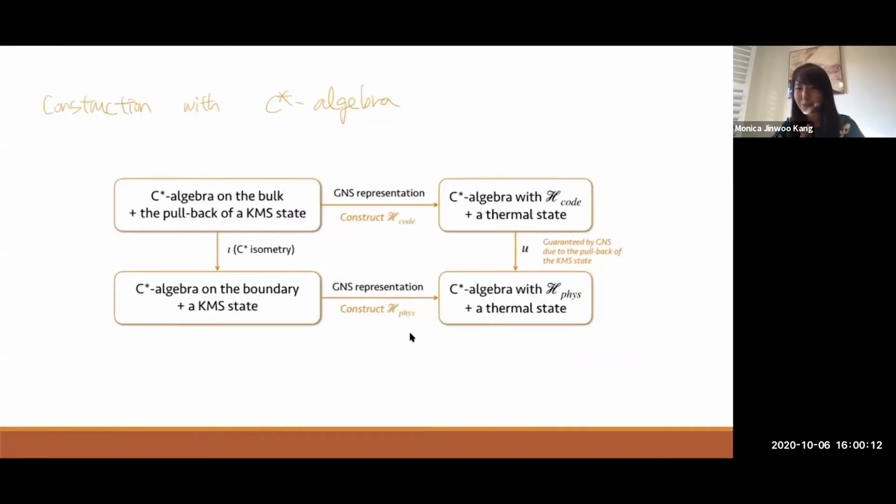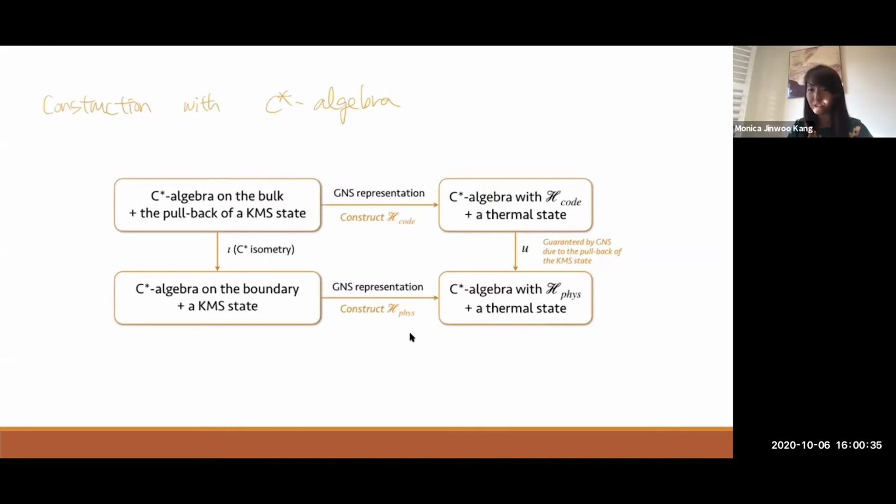So by that, I'm going to explicitly construct, so that we can get schematically how the bulk to boundary duality works out. So first, I assume the C-star algebra on the bulk and the boundary. That's the only thing I really require. And the one more thing I was telling you was that I'm going to require this thing called a KMS state and going to have a C-star isometry.